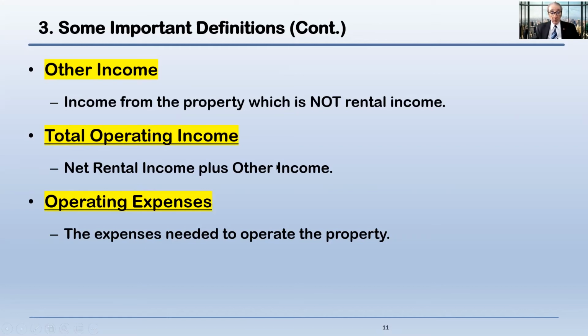Total operating income is so real. When you see the word operating, that means it's real. You can take it with a deposit slip, deposit it in the bank. So remember, the word operating means real, means operating income you can deposit in the bank.